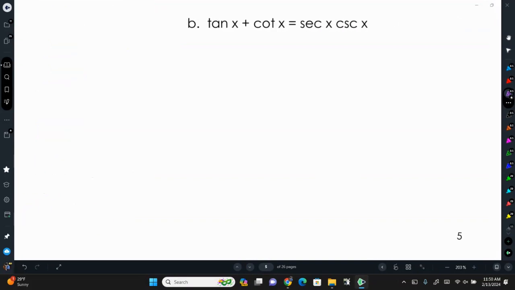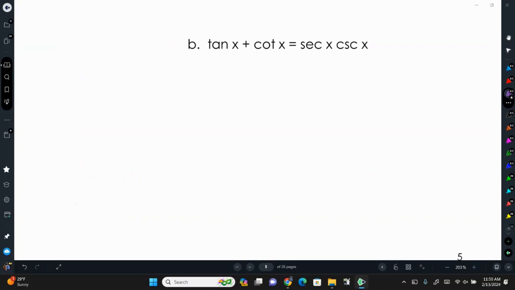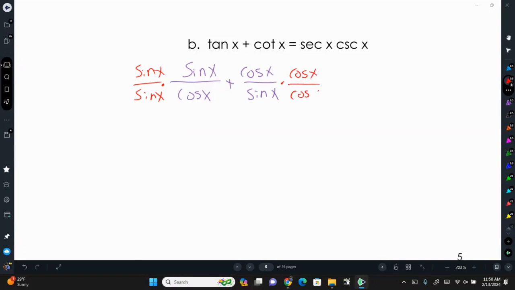All right, now letter B, we have addition on the left side and subtraction on the right side. The addition tends to be more complicated. And I see that we're trying to get secant and cosecant, which is 1 over cosine and 1 over sine. So I'm going to change tangent into sine x over cosine x plus cosine x over sine x. And to add these fractions, we have to multiply the top and bottom by the denominator of the other fraction.